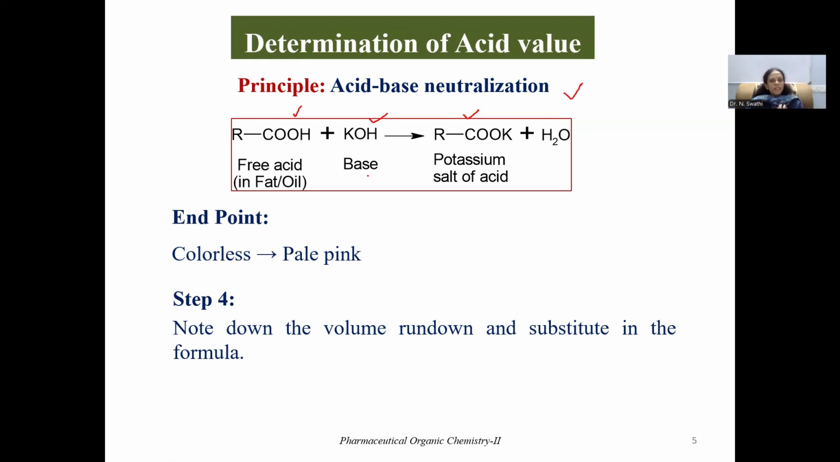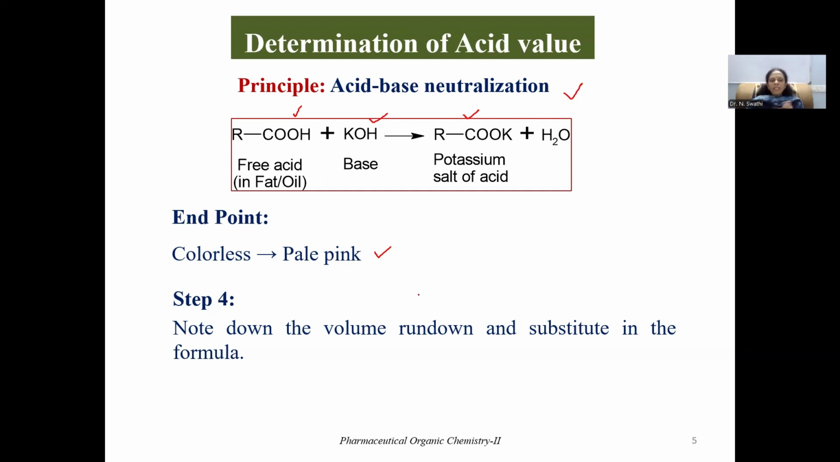Now, we have to continue the titration using potassium hydroxide till we get the end point. What is the end point in this particular reaction? It is colorless to pale pink color. Because at the end point, a slight excess of base will be left over in the conical flask, and the color of phenolphthalein in the presence of a basic environment is pale pink. So, the appearance of pale pink color in the conical flask indicates the end point of the reaction.